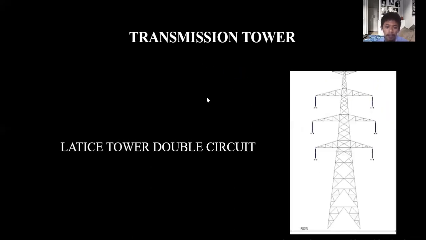Next, this tower with double circuit. Like the lattice tower, it can also be designed for carrying two or more circuits. Lattice tower with double circuit. More transmission companies are considering the use of this type of tower, especially in populous areas.